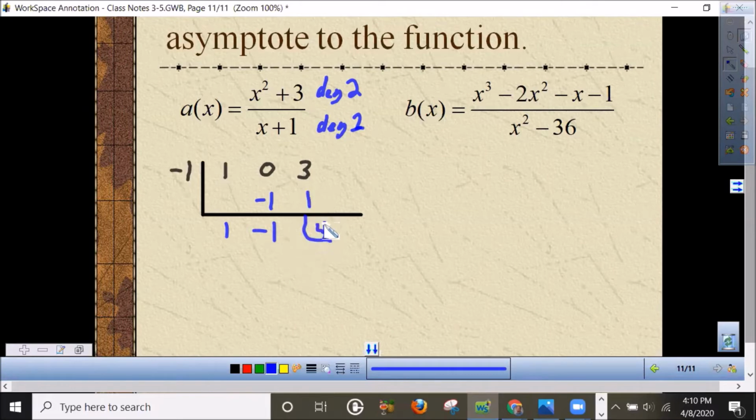However, the remainder is not really important here. What we have to focus on is the 1 and the -1. This represents the expression x minus 1.